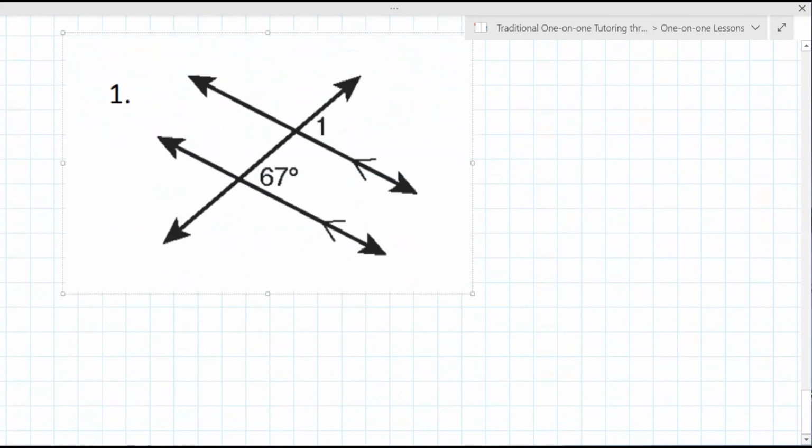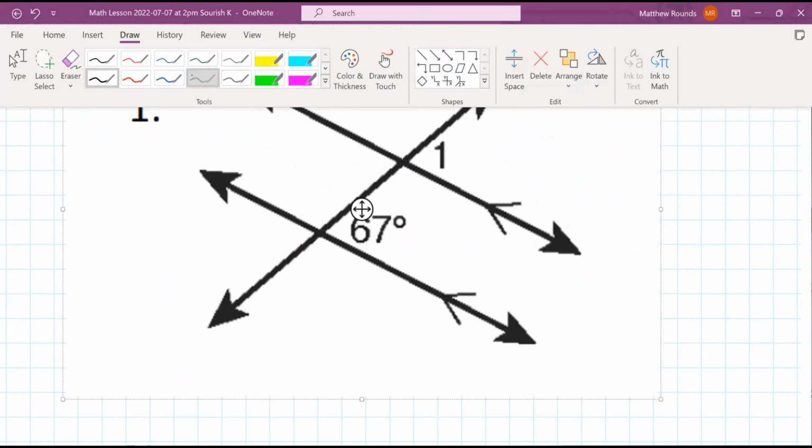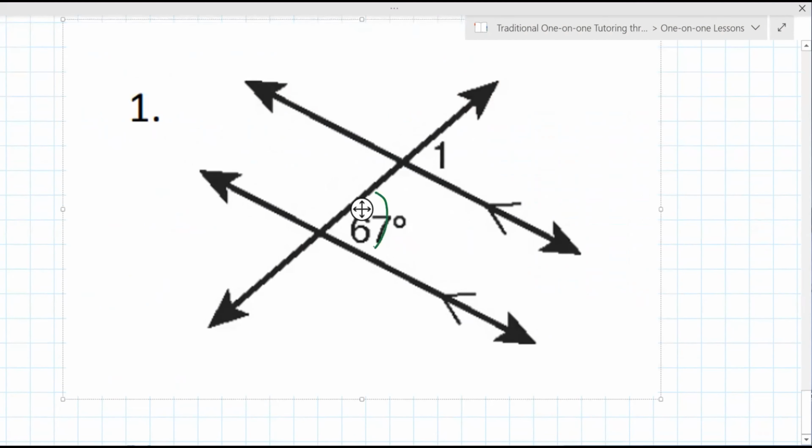So the angle that is 67 degrees is this one that I'm showing here. Let me do it in another color, I think that could help. This is the angle that's 67 degrees. Here are your two parallel lines, these two. So can you tell me this angle measure either here, here, or here?